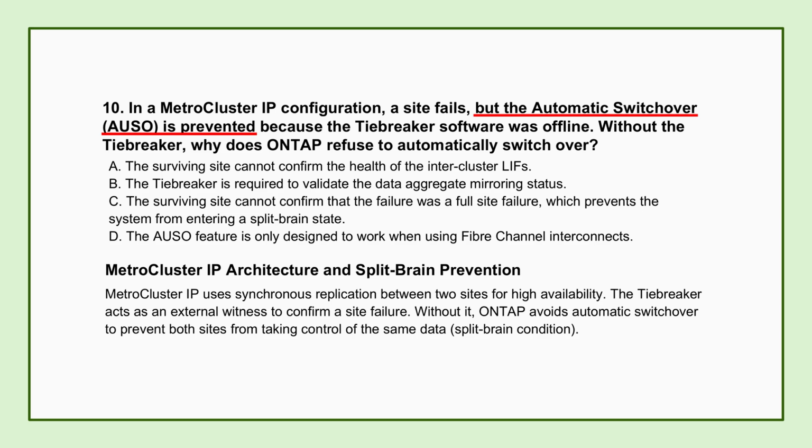And if it switched over automatically and the dead site was actually just partitioned, you could end up with split brain. Both sites thinking they own the data, both potentially accepting writes. That leads to data divergence, massive corruption. It's the nightmare scenario. So the system refuses AUSO without the tiebreaker to prevent split brain at all costs. Absolutely. Data integrity trumps automatic failover in that situation. The lack of tiebreaker communication forces manual intervention to ensure the state before initiating a potentially dangerous switchover. Wow. That really highlights how vital that external tiebreaker component is. It's the safety lock against data corruption.